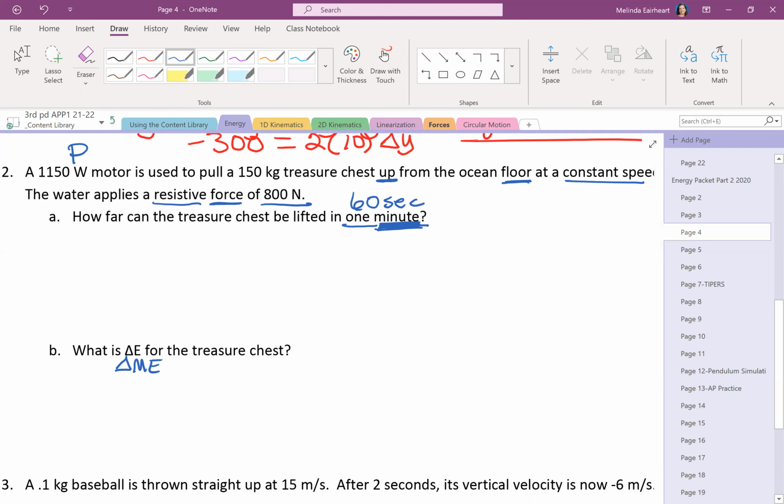Step 1, force diagram. Our object is not the water, it's that treasure chest. It's being lifted. If you want to put force of the motor, or maybe there's a cable and you're going to call it tension. Okay, so the subscript may vary a little bit, but I'm just going with lift because it mentions lifting in the problem. What other forces are acting on the treasure chest?